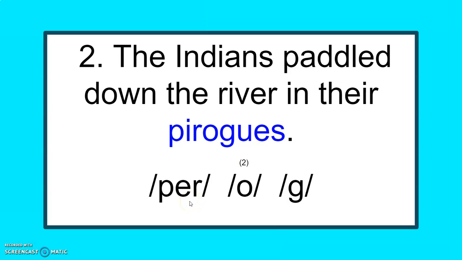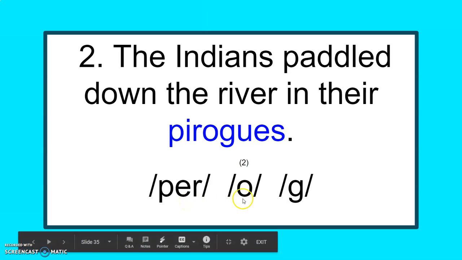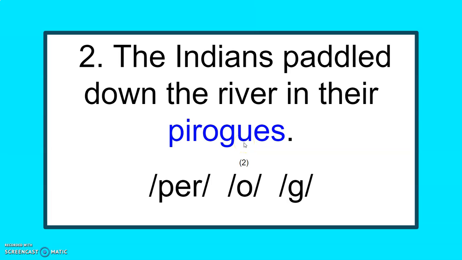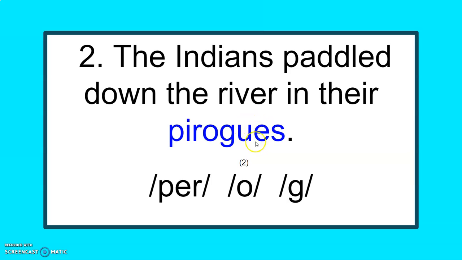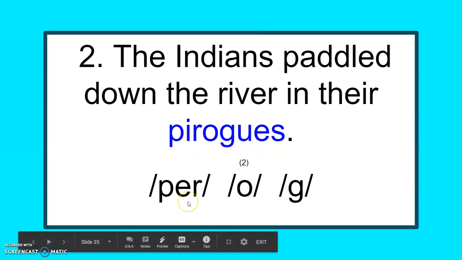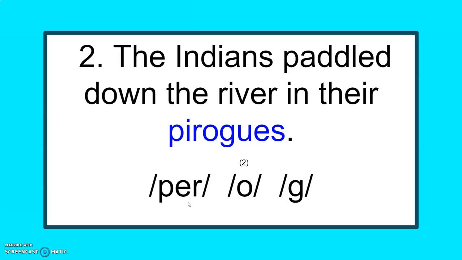So it's going to say per-o-g. I love how the U follows the G in this spelling, because that makes us know that the G will say g, not j. This E is silent. This is not a vowel team. This is not a vowel team, okay? This word comes from another language, so it's going to be a little different in its spelling. So it's pronounced like this: pirogue, pirogue.